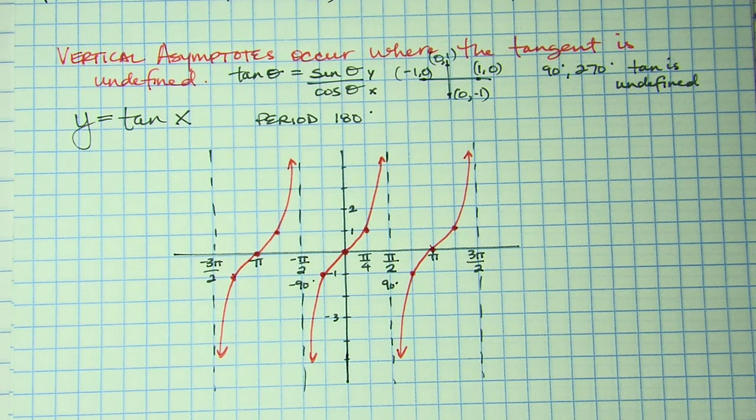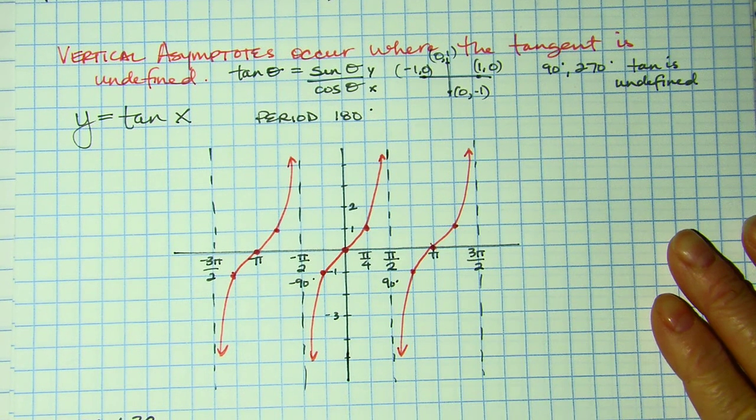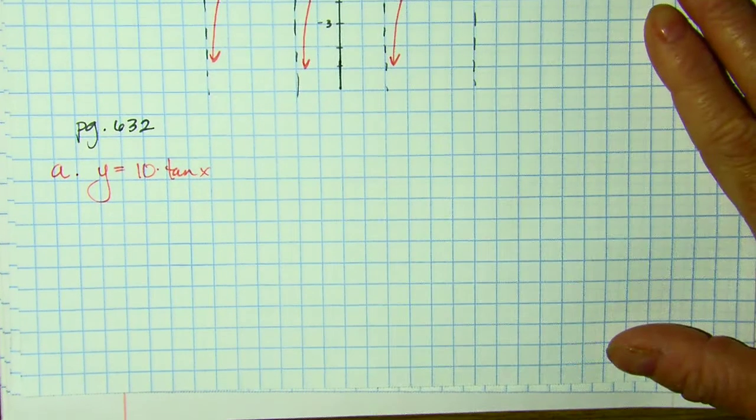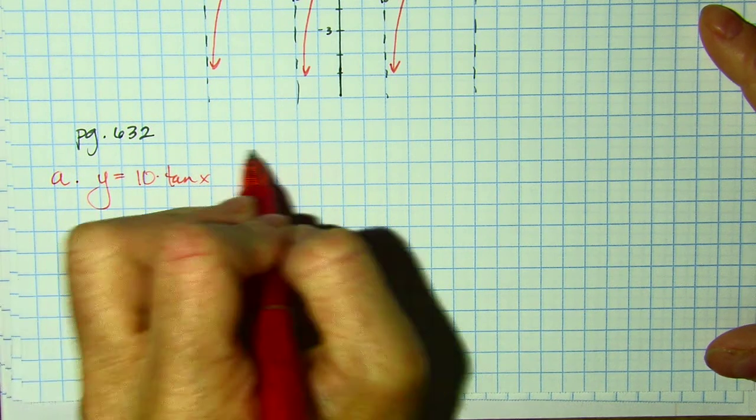So we're going to graph several together. Our lesson practice is on page 632. So we're going to jump into part A, and I will go over how to graph them. So y equals 10 times the tangent of x. So nothing changes here. My period, I do have the 10 out here.